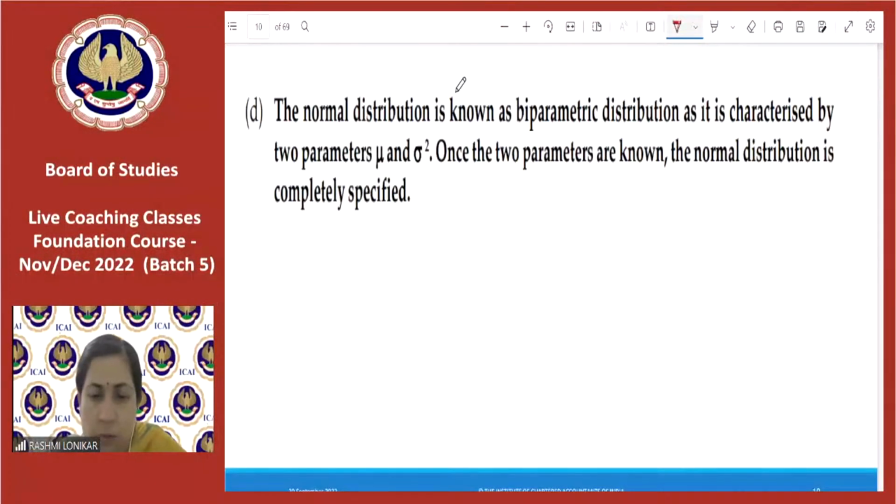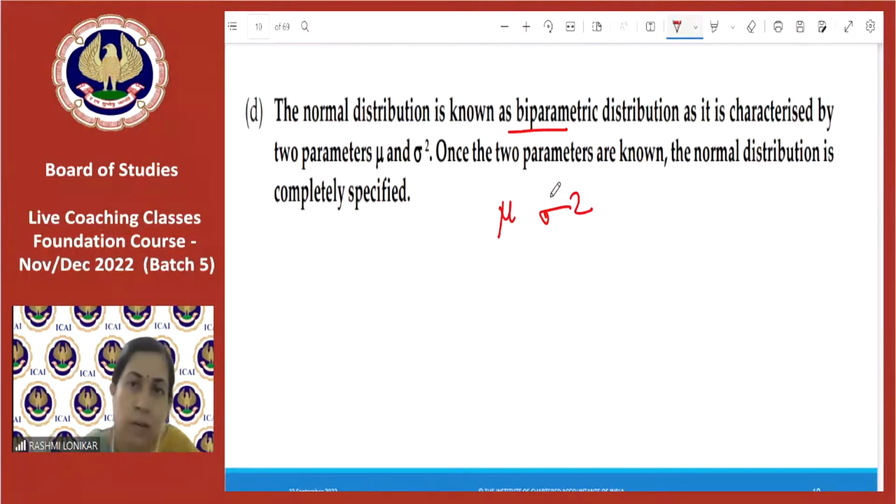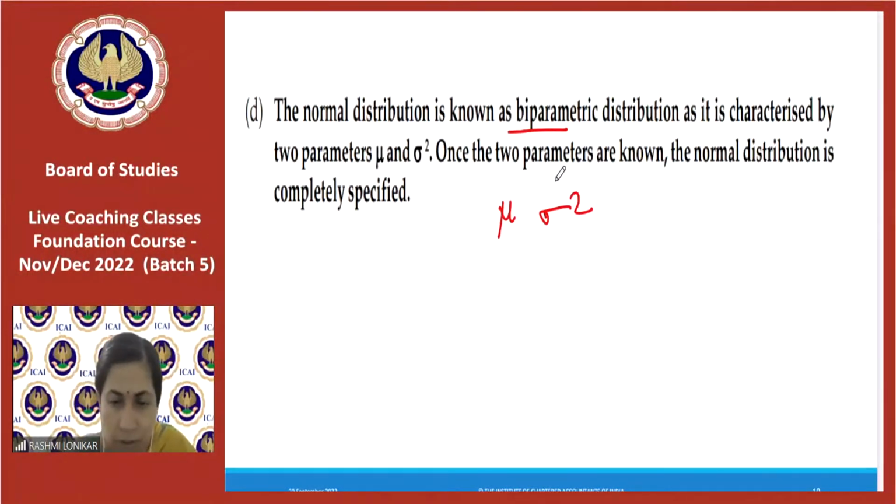Again, the normal distribution curve is known as biparametric. Why? Because it is defined by mu and sigma square. There are two parameters, so it is called biparametric. Once these two parameters are known, the normal distribution is completely defined.